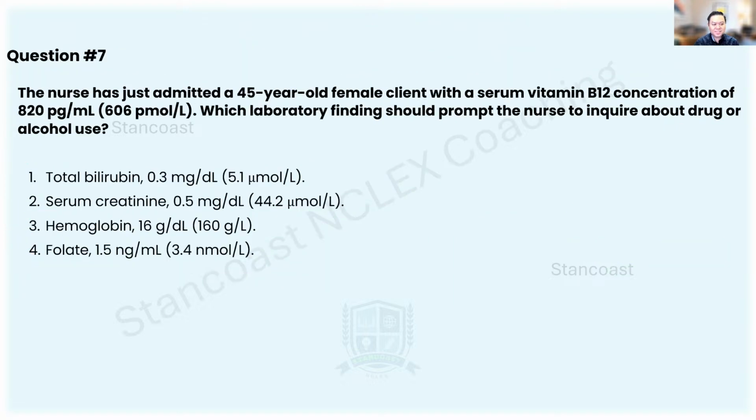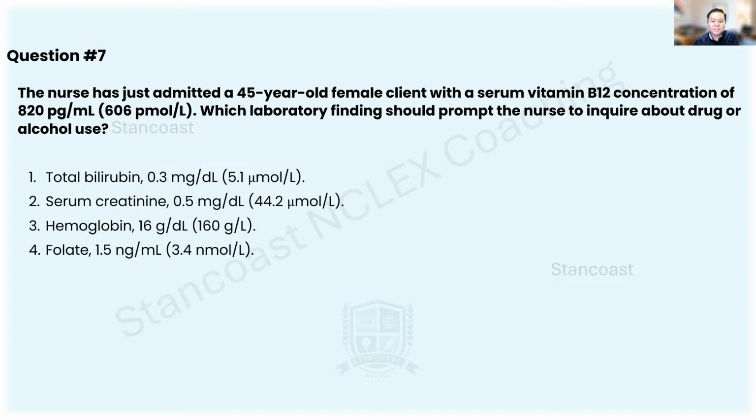Let's move to the next test question here, number 7. The nurse has just admitted a 45-year-old female client with a serum vitamin B12 concentration of 820 picograms per ml. Which lab finding should prompt the nurse to inquire about drug or alcohol use? The question states, the nurse has just admitted a 45-year-old female client with a serum vitamin B12 concentration of 820 picograms per ml. Which lab finding should prompt the nurse to inquire about drug or alcohol use?